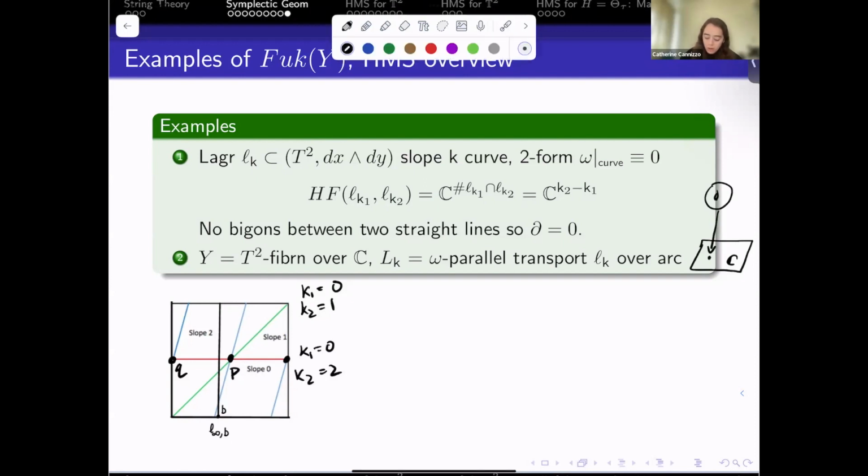Then you can take Lagrangians like the ones drawn here, so maybe here's one Lagrangian in a fiber, and then you can parallel transport it over arcs in the base. So then it's this sort of cylindrical looking thing. That's a Lagrangian in this larger space, this fibration space. The way in which you move up here has to do with the symplectic form, called parallel transport. So you're moving in a way that's parallel to the space here.